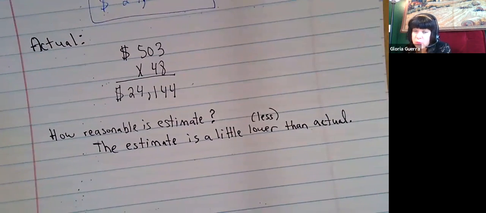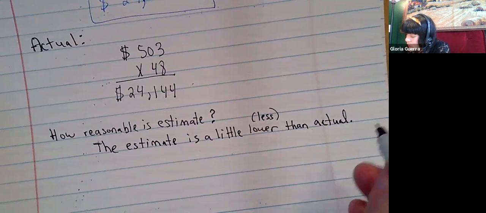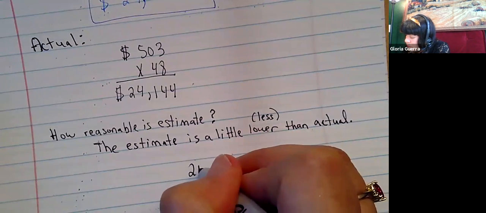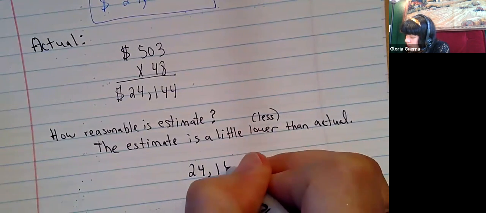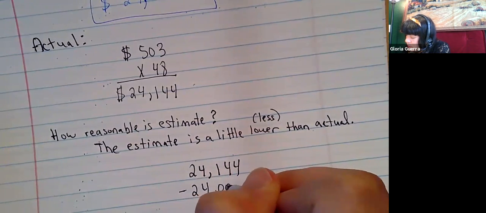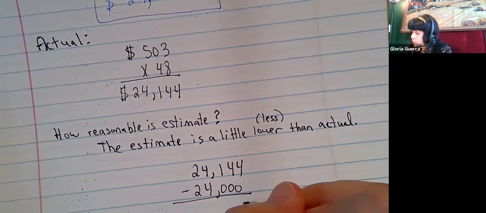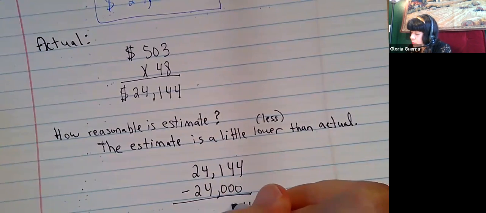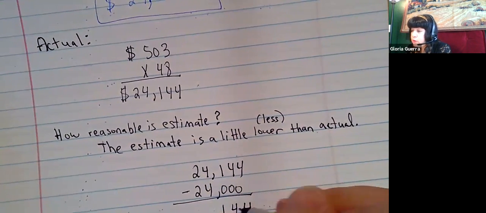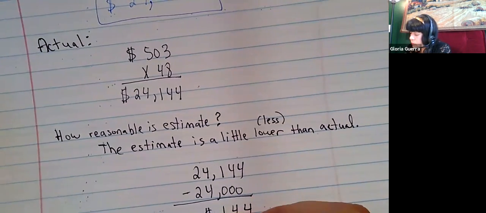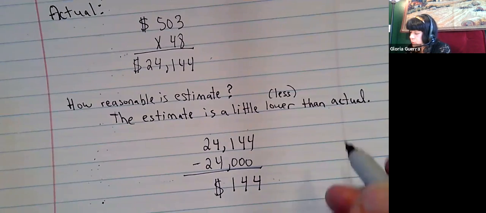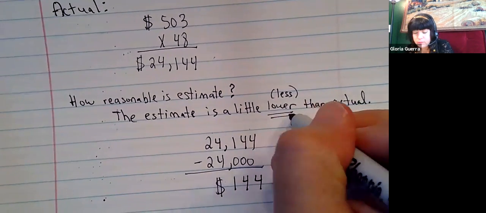And then they want the difference, by how much. So you would say, okay, I'm going to do 24,144 minus 24,000. Then subtract that off. 4 take away 0, 4 take away 0, 1 take away 0 is 1. So that's about 144. This is a little bit lower.